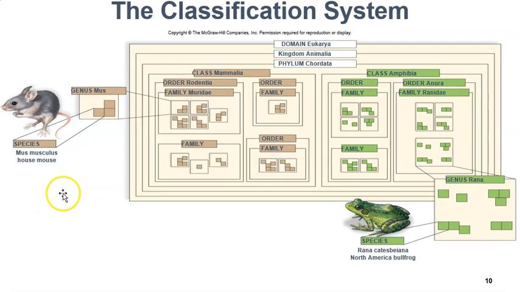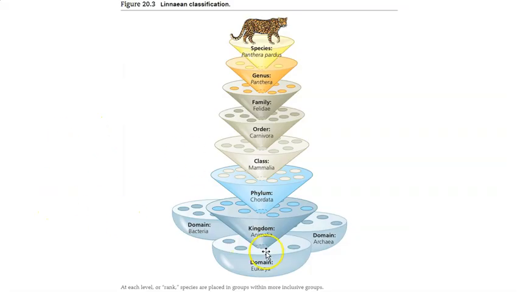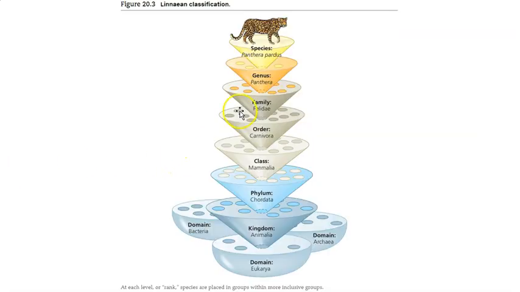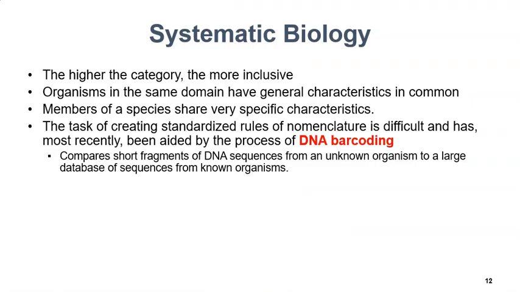Here's where it comes into play. The domain is the largest, most inclusive category, and then you go all the way down until you get to a specific species. Every living thing on the planet that has been named and identified has just one name, which is the genus and species. So Panthera pardus, there you go. The higher the category, the more inclusive, which means we have millions upon millions of organisms here.